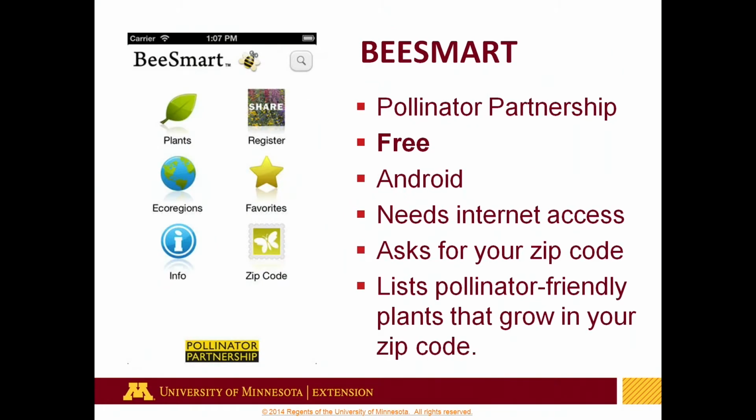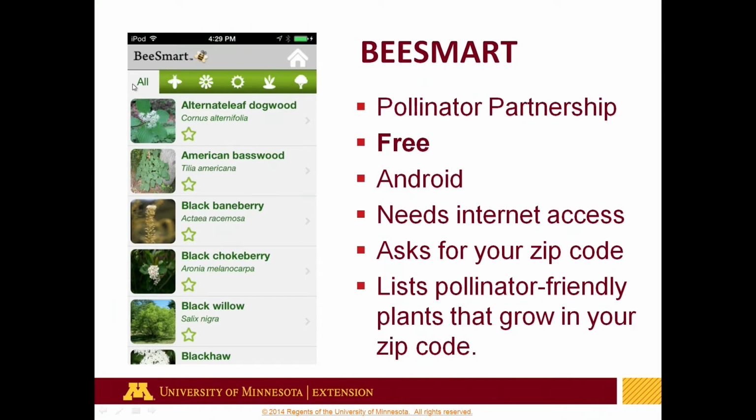Be Smart. This is from the Pollinator Partnership. Another free one, another available for Android. Here, rather than using your GPS, it asks for your zip code. And then it lists pollinator-friendly plants that grow in your zip code. Hey, isn't that neat?